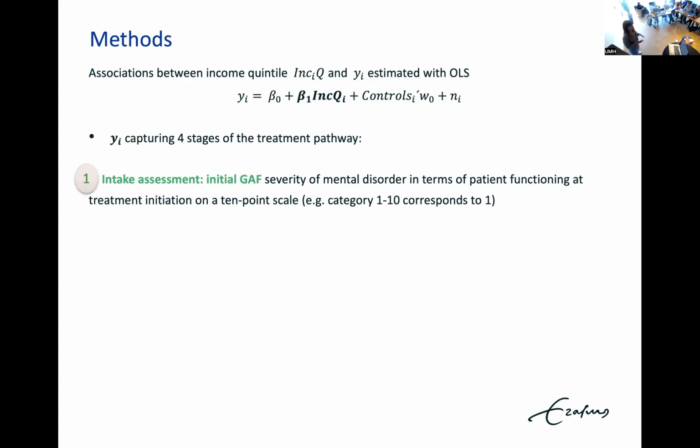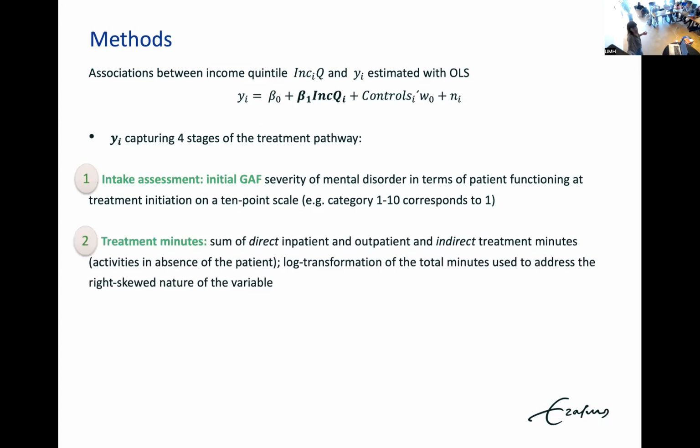Methods: what we do is pretty simple. It's just some regression work. We are looking at associations. We use ordinary least squares. We use 4 different outcomes, as I've more or less shown you. On the left side of the regression, we will have either what we call the intake assessment, so it's the initial GAF, the initial disease severity, from 1 to 10 in terms of categories, so we will model it continuously as an outcome.